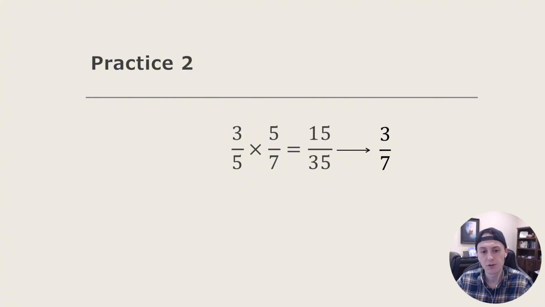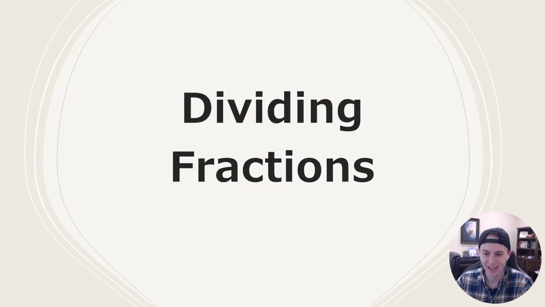You're more likely to screw up a 5 times 7 than you are to screw up a 1 times 7. So it's easier to simplify at the beginning if you can notice it. If you don't notice it, there's no reason to stress about it. It can save you a little bit of time though if you simplify at the beginning, so it's worth looking for. Next one, dividing fractions.